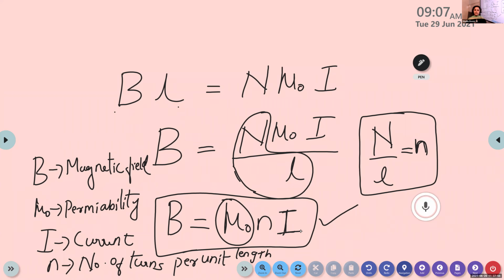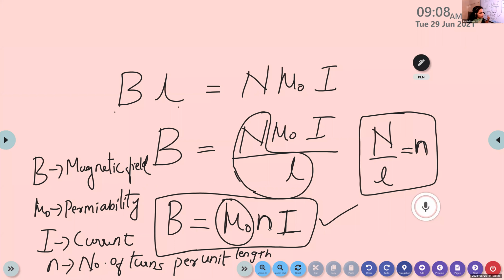So whenever the current increases, what happens to the strength of the magnetic field? Does it increase or decrease? It increases. And one more factor is there. What is that? Small letter n, the number of turns present in the solenoid. If the number of turns per unit length increases, what happens to the magnetic field? It also increases.